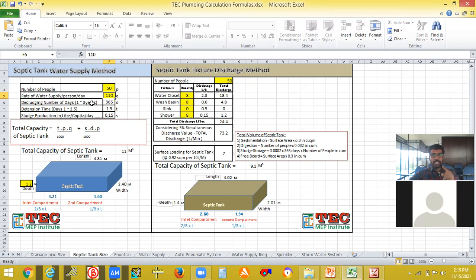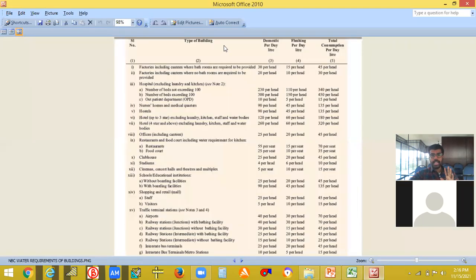The second one is that the rate of water supply per person per day you will be getting from the National Building Code of India. Depending upon the type of building, you can choose. You don't want to choose domestic per day per liter. You can choose only flushing. This number is enough. Why? Because only the water from this flushing will be reaching the septic tank. That's why we are choosing this.